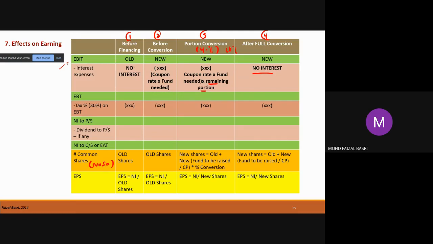Scenarios number 1, before financing, maknanya before convertible bond. Okay, before convertible bond, kita akan gunakan original number of shares sebab tak ada perubahan dari segi number of shares. Okay, bond tak ada, number of shares pun tak ada berubah. Okay, before financing. That's why we use old shares.